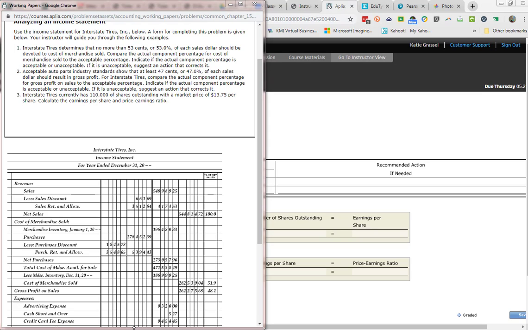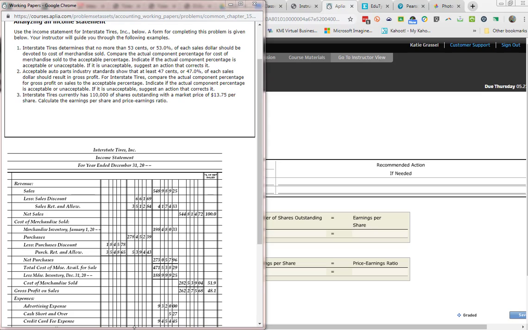Now, we are going to look at those numbers. That's what 15.2 is all about. Okay? So when we look here, Interstate Tire determines that no more than 53 cents or 53% of each sales dollar should be devoted to the cost of merchandise sold. So we need to compare the actual component percentage for cost of merchandise sold to their acceptable. So the business has already said, this is what we will find is acceptable. Compare the actual component percentages for the cost of merchandise sold to the acceptable percentage. And then you need to indicate if the actual component percentage is acceptable or unacceptable. If it's unacceptable, you have to suggest an action to correct it.